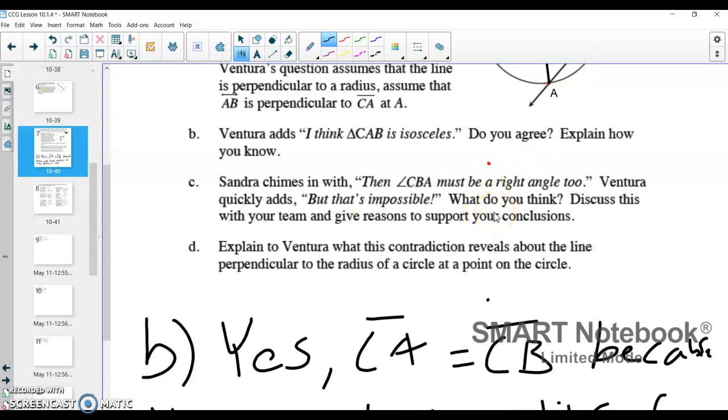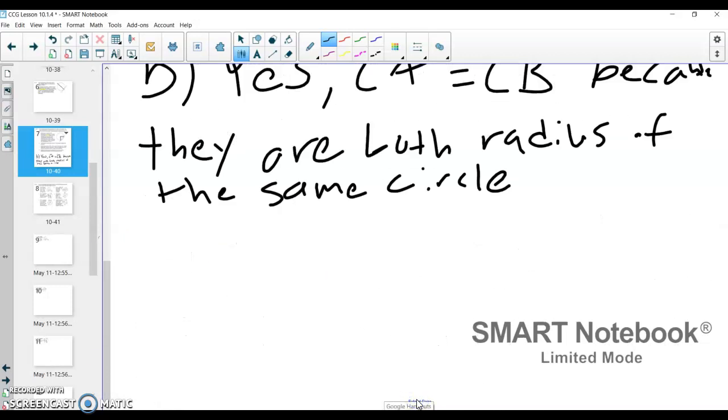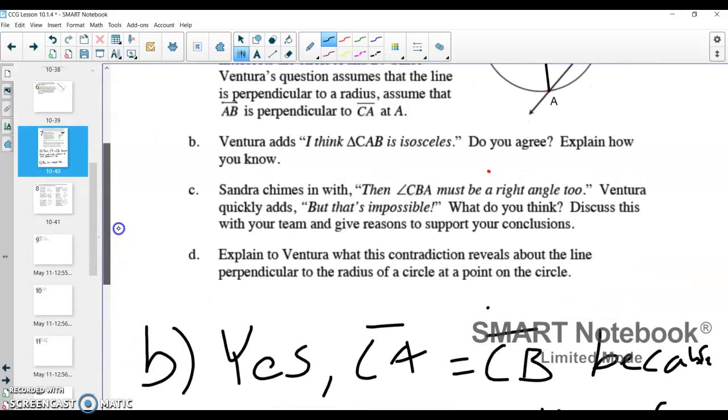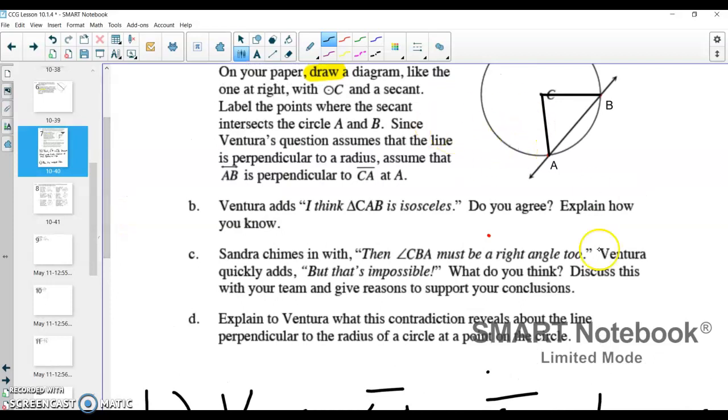And then the question is, what do you think? Do you think it's possible to have two right angles in a triangle? My answer to that for C is no. It's impossible. I'm not going to write out this part because it's long, and I think you might know this too. You can't have two right angles in a triangle because there's only 180 degrees in a triangle. Two 90-degree angles give you 180. You have no degrees left to form that third angle, and if you can't form that third angle, then it must not be a triangle.